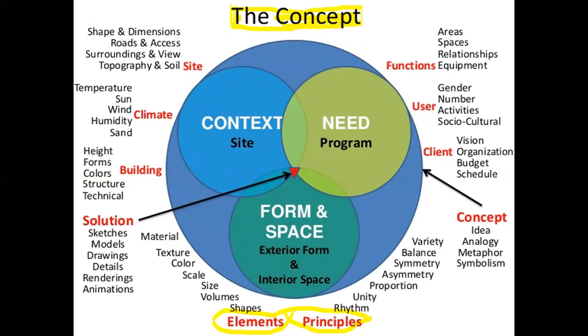So what we can say is that the concept is mostly affected by the context, need, form, and space. The context part is mostly related to the site: shape of the site, number of roads accessing the site, surrounding green areas or surrounding buildings, soil condition, topography, whether it's flat or contour. Then definitely temperature, which affects the sun, wind, humidity, sand. These parameters affect the building shape and form.